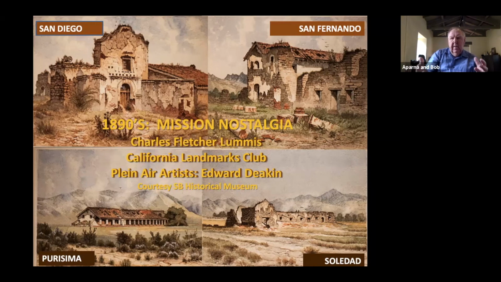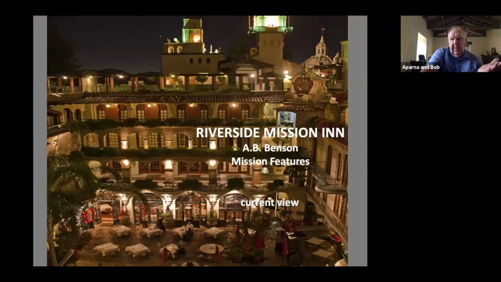So with this exposure of these mystical images by the artists, and with the work of restoration and preservation of the missions, features of the missions began to appear in current construction. One of the most outstanding was the Riverside Mission Inn, designed by A.B. Benson, who was a friend of Loomis and a member of the Landmarks Club.